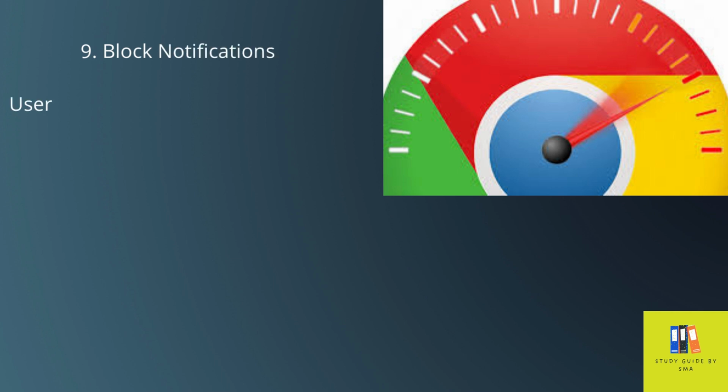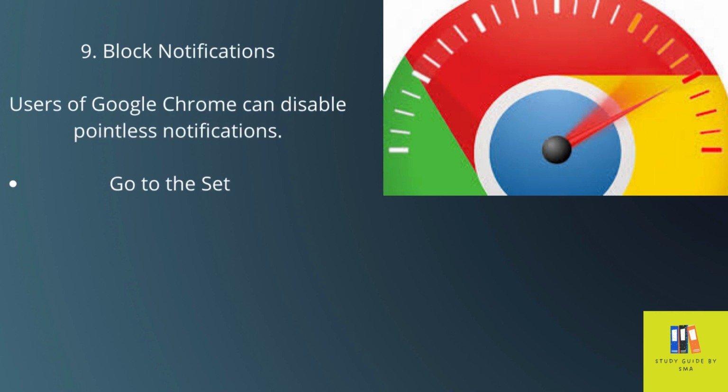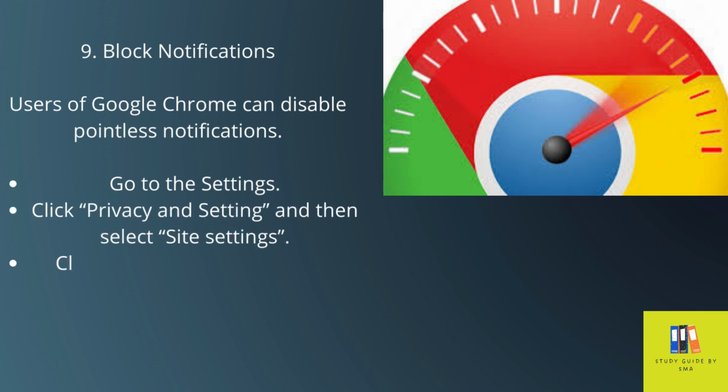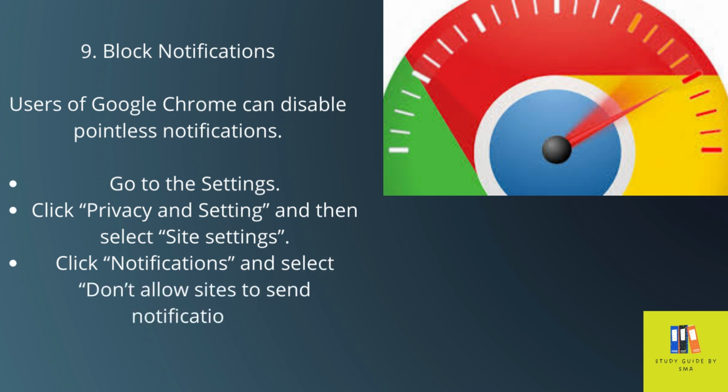9. Block notifications. Users of Google Chrome can disable pointless notifications. Go to the Settings, click Privacy and Setting and then select Site Settings. Click Notifications and select Don't allow sites to send notifications.